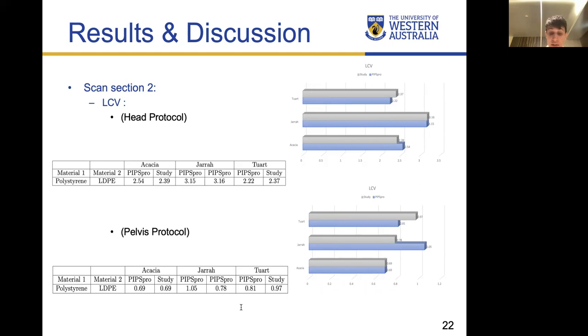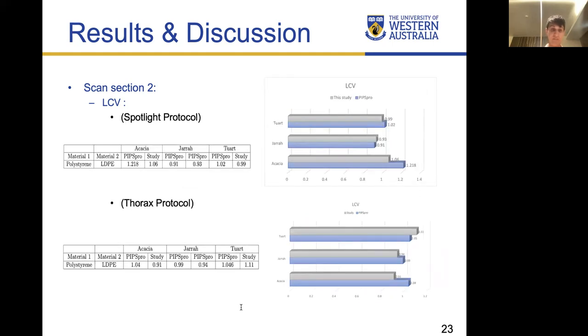0.81 compared to 0.97. For Spotlight protocol, for Acacia unit, PIPS-Pro indicates the failure of the tests, whereas the study indicates otherwise. We measured 1.606, whereas PIPS-Pro 1.218. For JARA, roughly comparable, 0.91 for PIPS-Pro and 0.39 for the study. For Thorat, 0.29 for the study and 1.2 for PIPS-Pro.